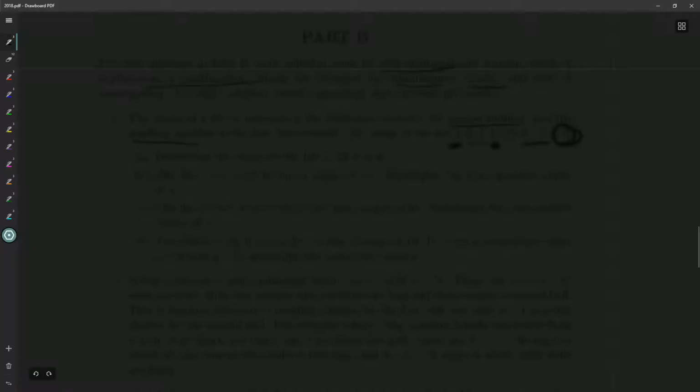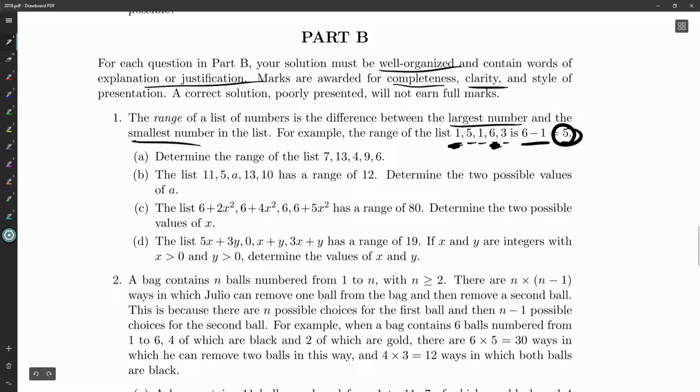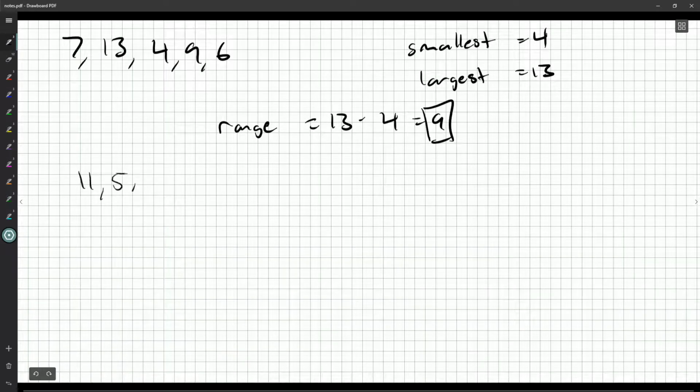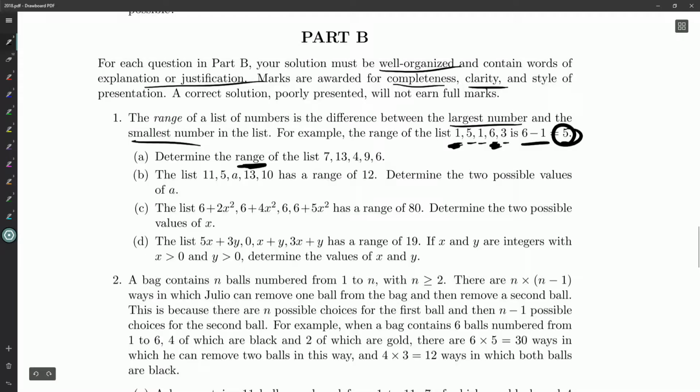All right, B part. So we were just sort of introducing ourselves to the idea of range there. B. The list 11, 5, A, 13, 10 has a range of 12. So now they're telling me the range, but I don't know what A is. Determine the 2 possible values of A.